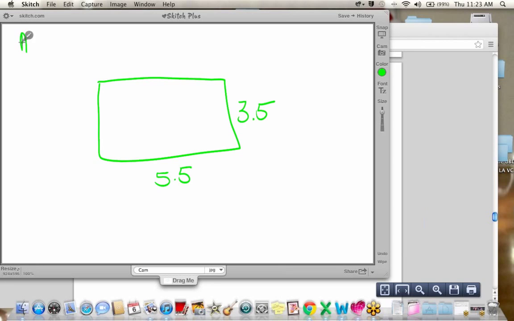What you need to do to find the area is know that area equals base times height. So you would have had to, and I want you to work this out now, 5.5 times 3.5. Go for it. Type the answer into the chat when you get one.